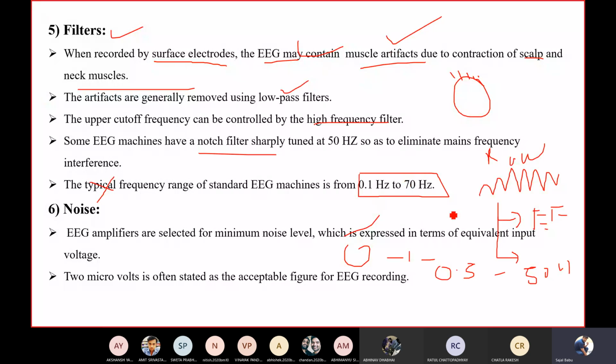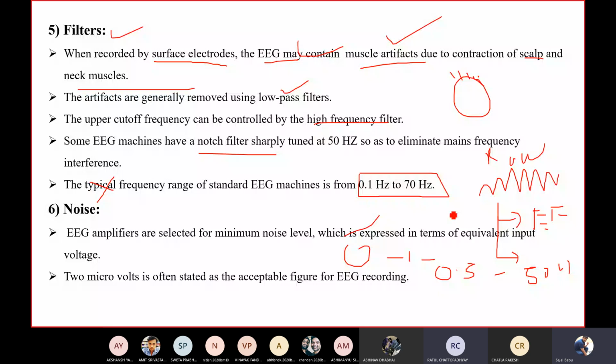Can someone tell me? Have I discussed the low pass and high pass filter there? Is it not working? Have we discussed the low pass and high pass filter? Yes, sir. I don't remember.